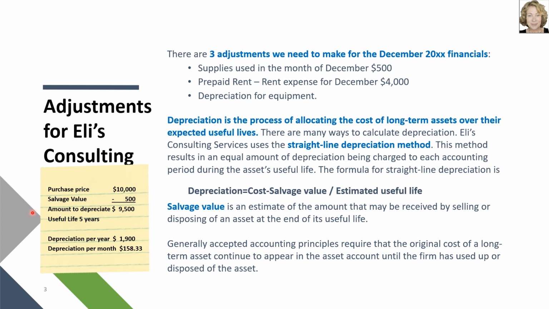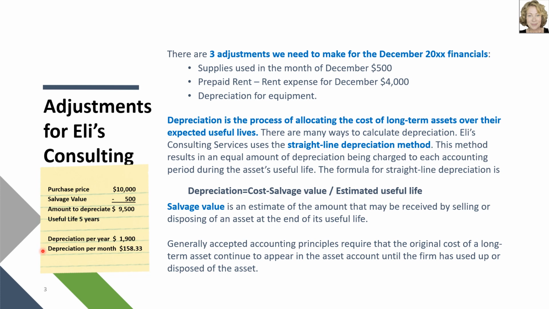We divide the $9,500 by the useful life, which in this example is 5 years, but it could be 7 years, 12 years, or longer for other types of assets. So for our example, we divide 9,500 by 5 years to get the amount of depreciation per year of $1,900 or $158.33 per month. The system of recording the depreciation each month is supposed to reflect the loss in value of assets over time.